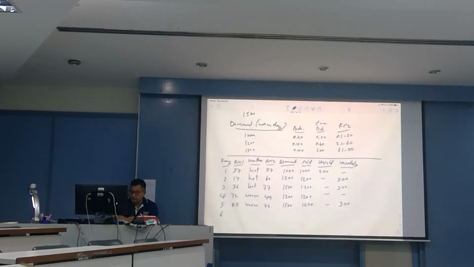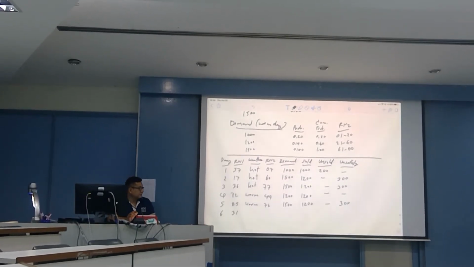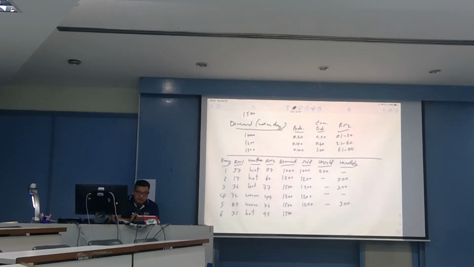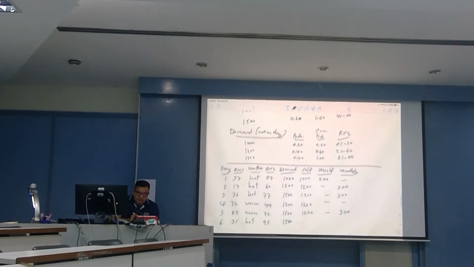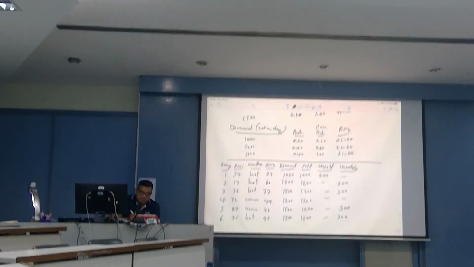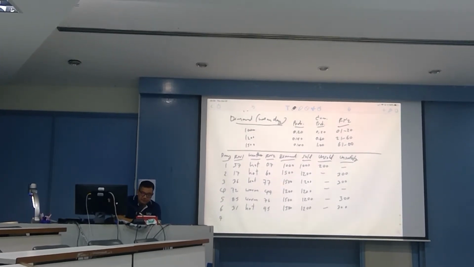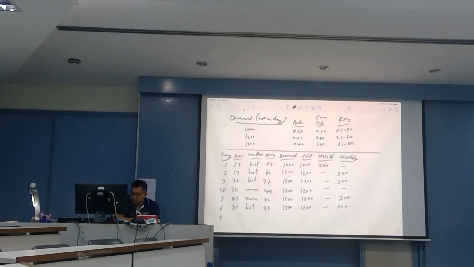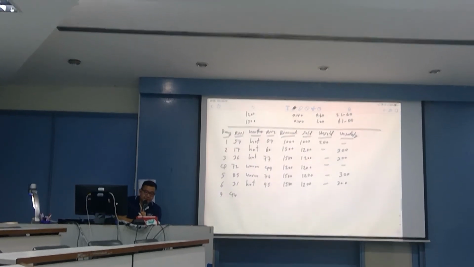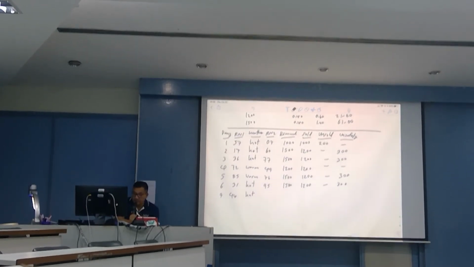Day 6 is 31. 31 is hot day. And the demand is 95, still 1,500. Day 7 is 44. 44 still hot day. And then you have 51.